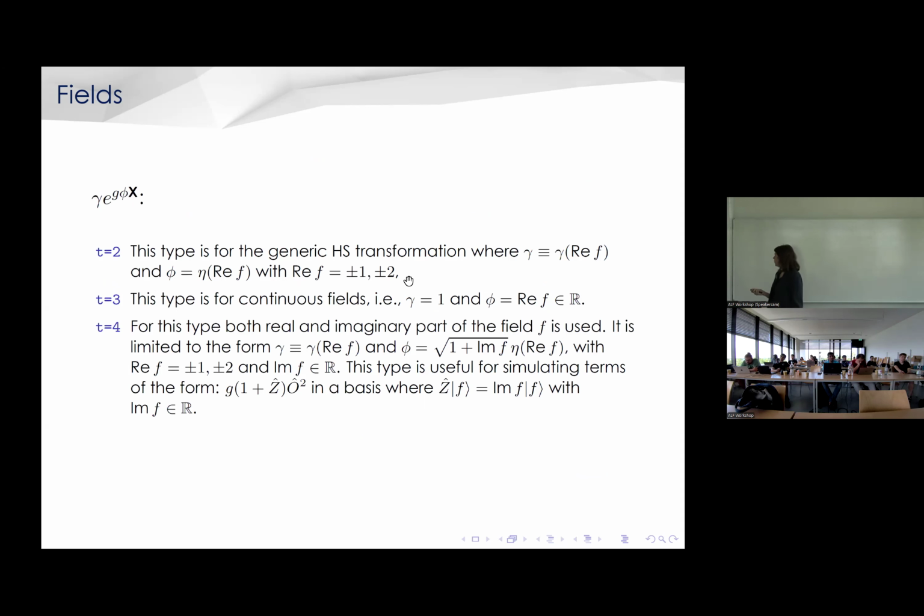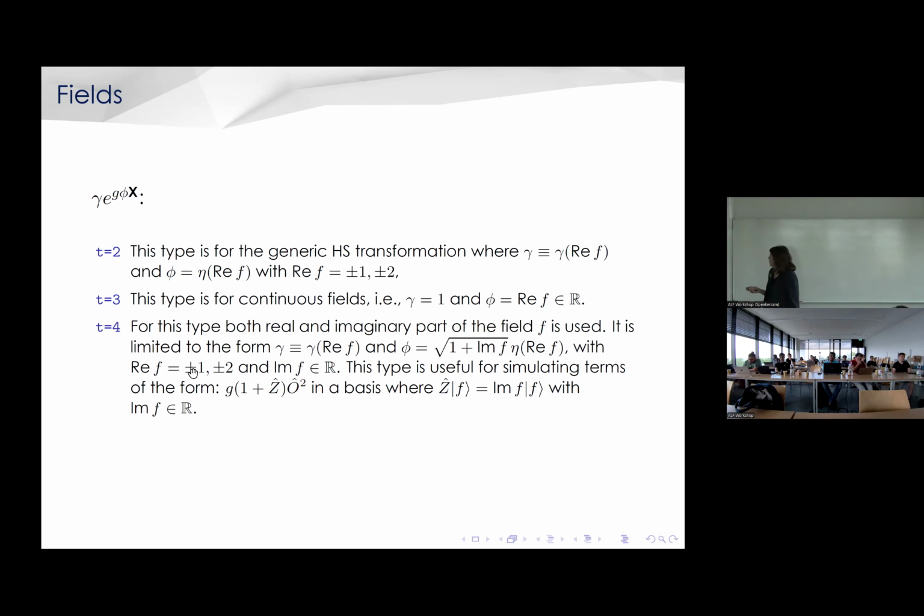We have type 3, which are for continuous fields. One can also do the continuous Hubbard-Stratonovich transformation. When we get to the Hamiltonian families, I'll mention that there's a toggle you can use for continuous or not, which will allow you to use these continuous fields instead.